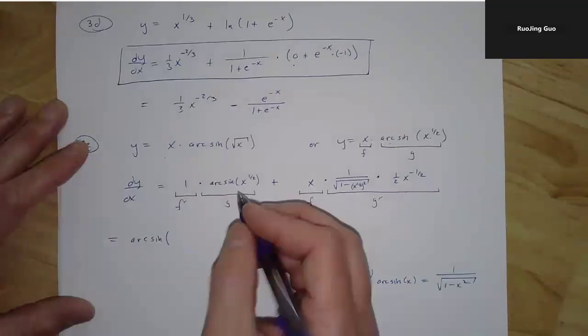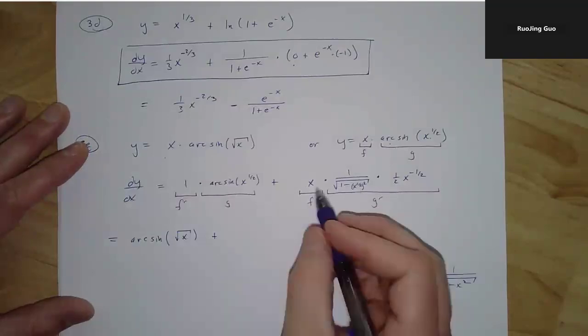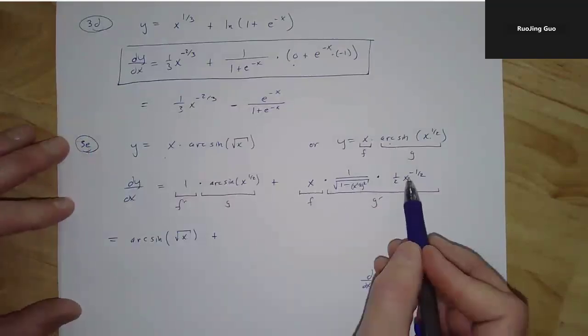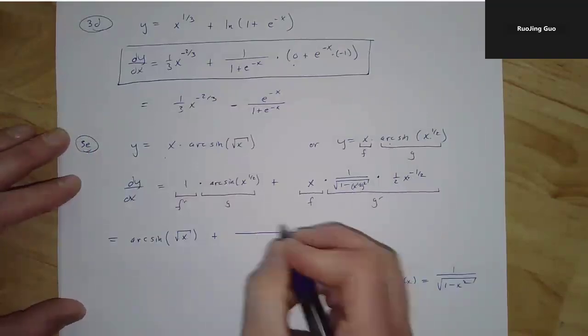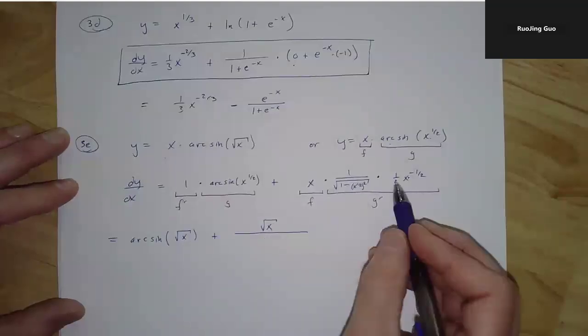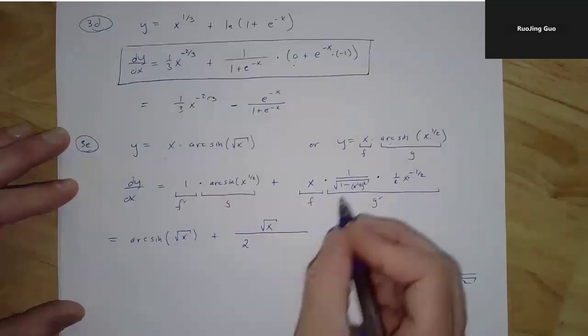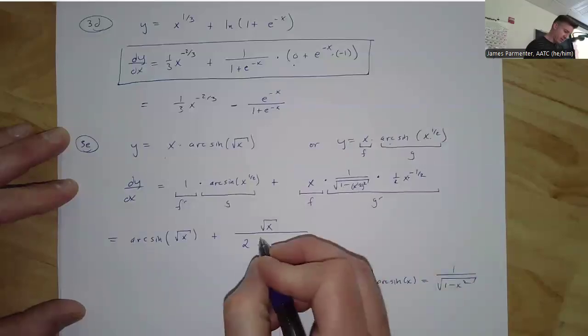So I'd probably write this as the arc sine of the square root of x plus, let's see, first of all, the x times x to the negative 1/2 is going to be an x to the positive 1/2, which is the square root of x. So I've got a square root of x on top. On the bottom, I have a 2, and I have a square root of 1 minus x to the 1/2 squared, which is just 1 minus x.